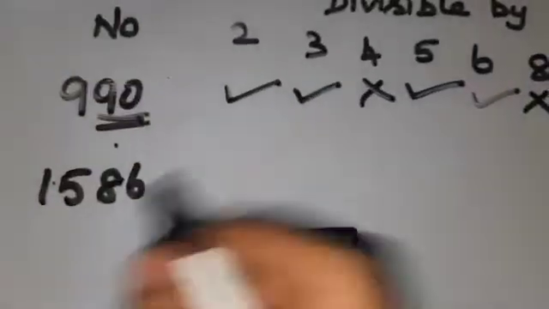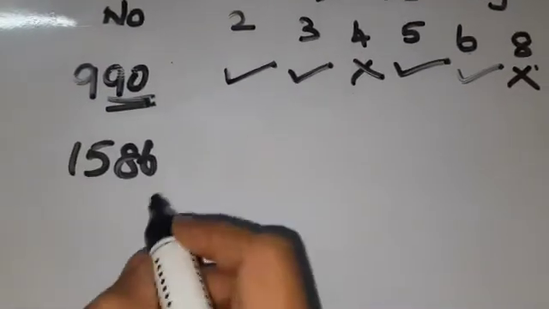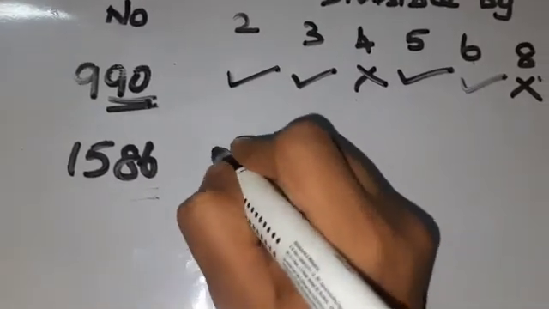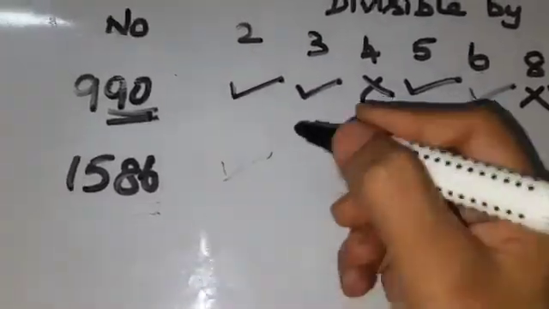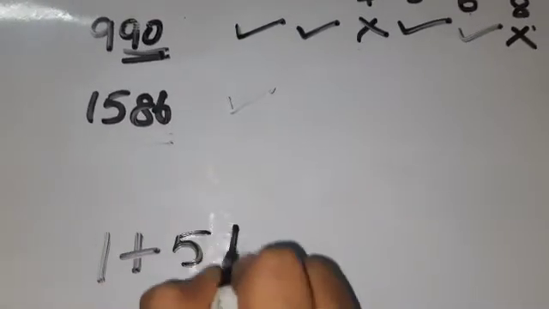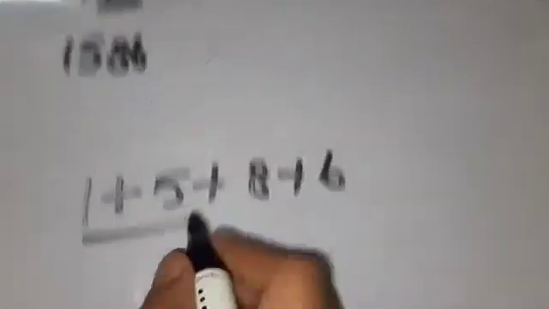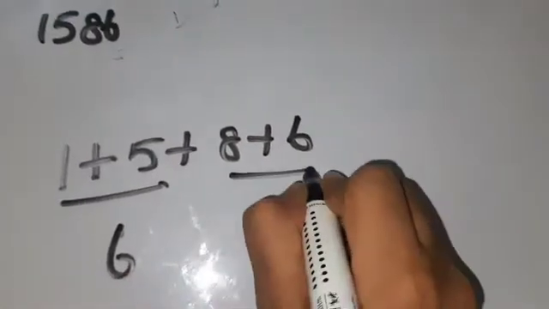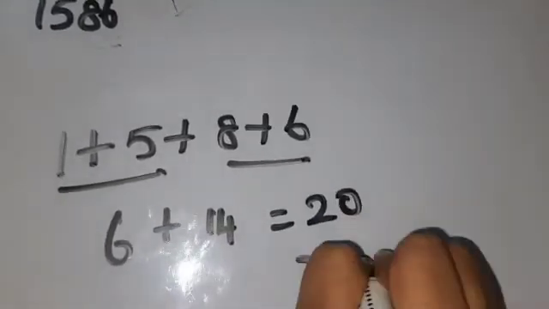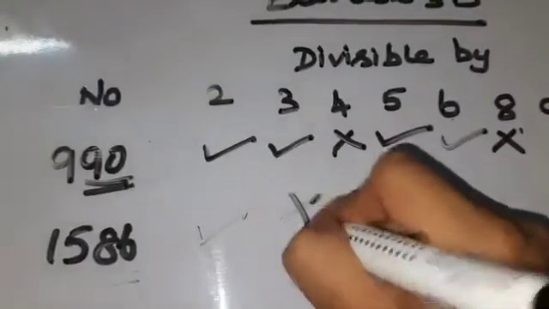Now let's solve the second problem. Second problem 1586. See here the last digit ends with 6. So the given number is divisible by 2. Let's check for 3. 1 plus 5 plus 8 plus 6. 1 plus 5 is 6. 8 plus 6 is 14. We get 20. 20 is not a multiple of 3, so it is not divisible by 3.